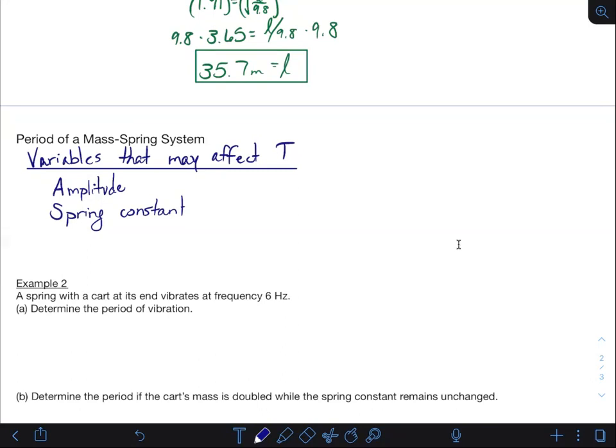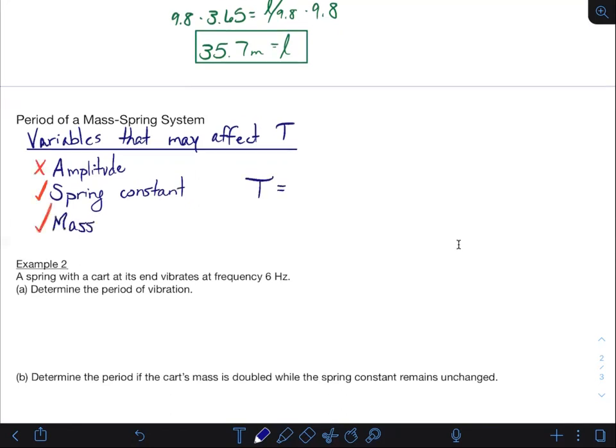And I'm just going to jump to the relationship rather than going through the derivation from the data. I'm going to jump to the relationship here. Period of a mass spring system is equal to 2 pi times the square root of the mass divided by the spring constant.